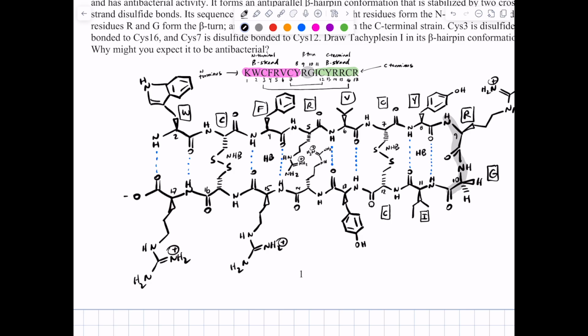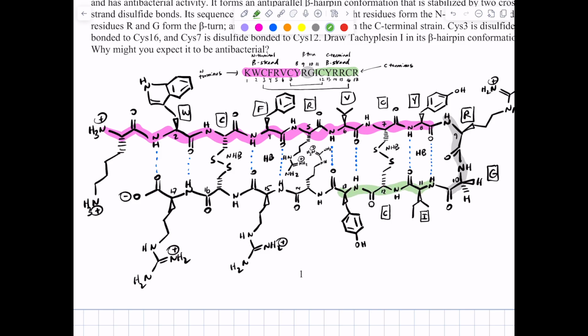For 17, it ought to have a carboxylate on it, and then the last amino acid in this huge peptide is lysine, alpha, beta, gamma, delta, epsilon. There we go. All right, so there is our beta strand. That's the N-terminal beta strand.